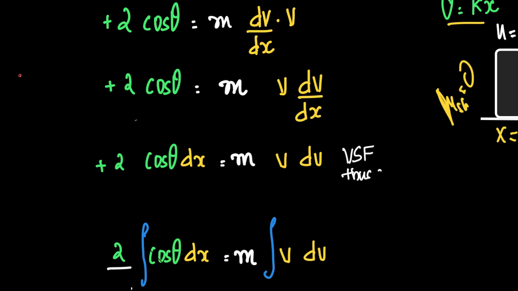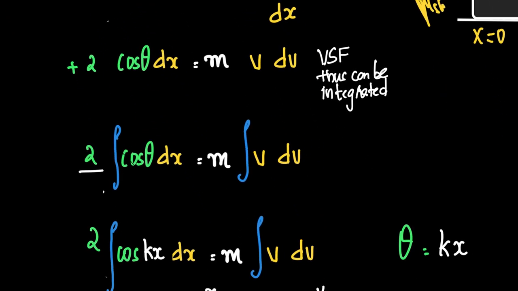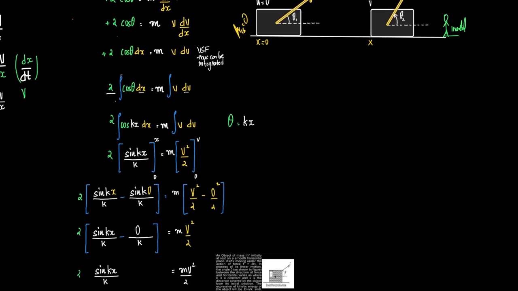Since it's in the variable separable form, this can thus be integrated. And while integrating, what do we need? While integrating, what we need is the lower limit and upper limit of x, and of v as well. This is where I said the diagram comes into the picture.